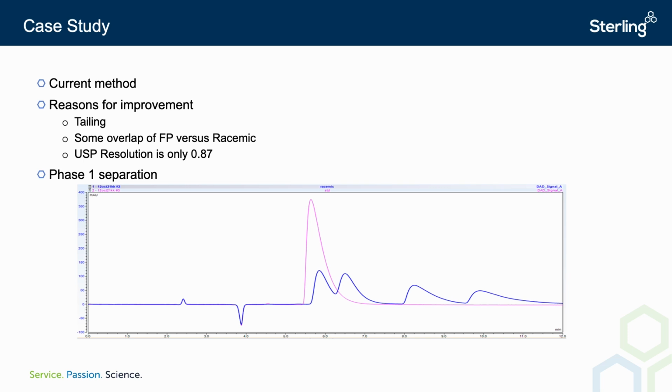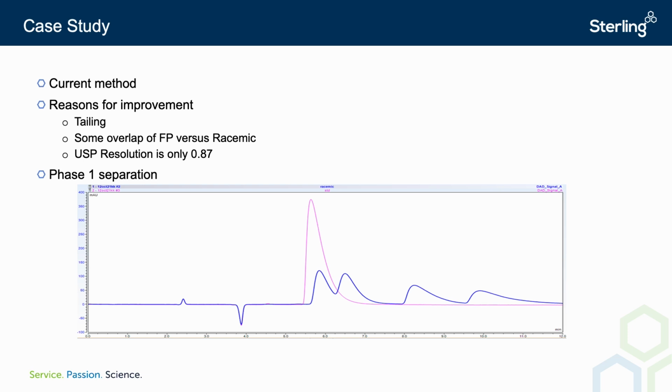This is concerning because we wouldn't be able to measure the enantiomer that may elute underneath the tail of the main enantiomer peak, leading to a falsely passing result. The USP resolution we measure using our chromatographic software was 0.87. For most methods at the phase 2 level and higher, we need a resolution of 1.5, or separation such that reliable and consistent integration can be made. In our case, we need improved separation.